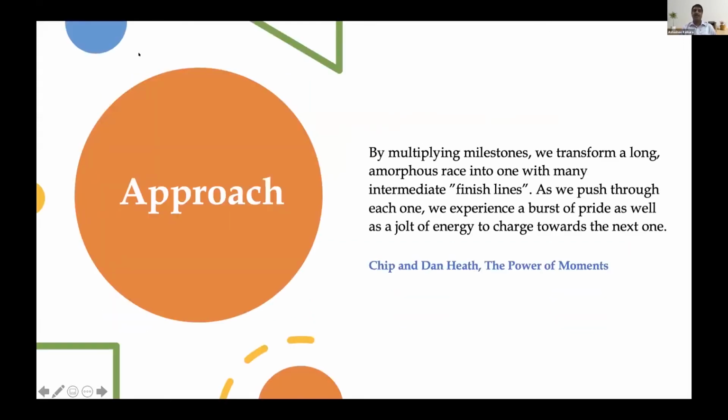So what's the approach? I love books. So I will try to take some quotes from some books, whatever I've read, and try to put that forward. Chip and Dan Heath, famous authors of The Switch, which is a very nice book, but this is from another book of theirs, The Power of Moments. What they say there is, if you have a longer milestone, or something on a path which you are going for the first time, there is always a lot of uncertainty.